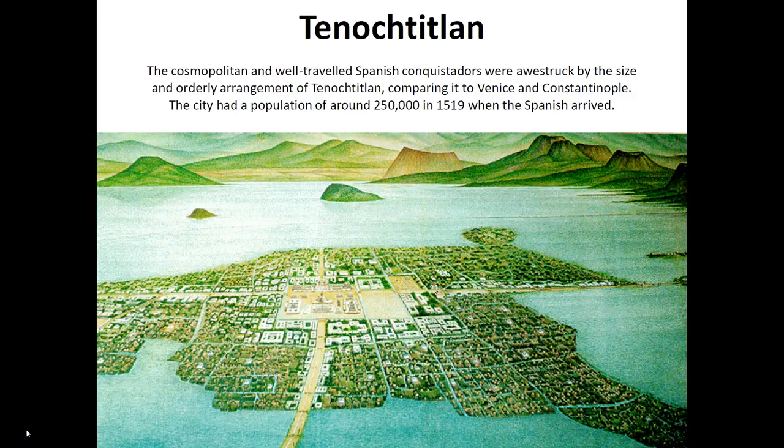By this time, the island was connected to the mainland by a series of causeways. You can see one of these in the very lower portion of the image. It is a raised road that allows foot travel into the city from the shore of the lake.